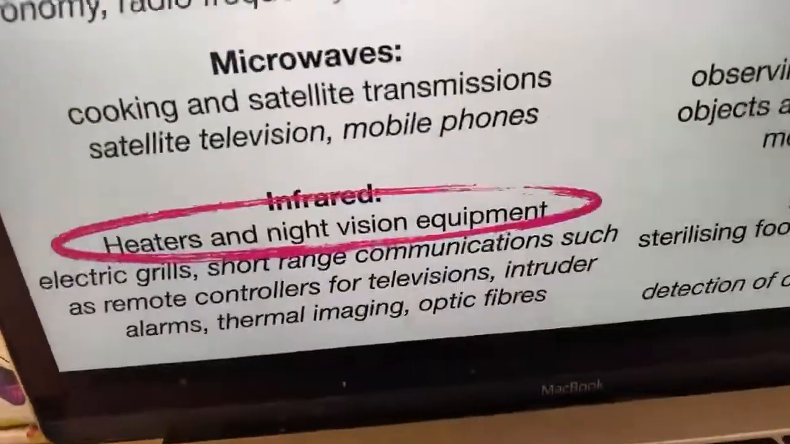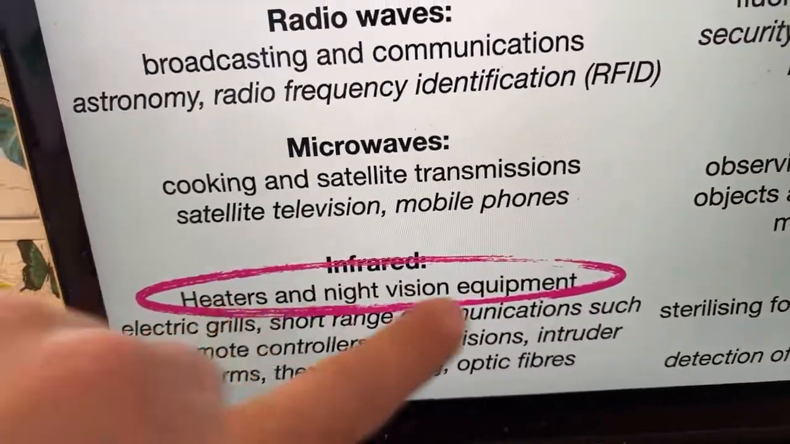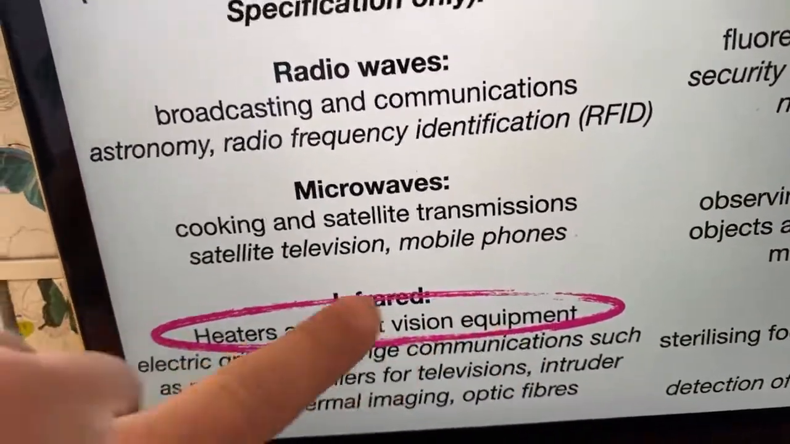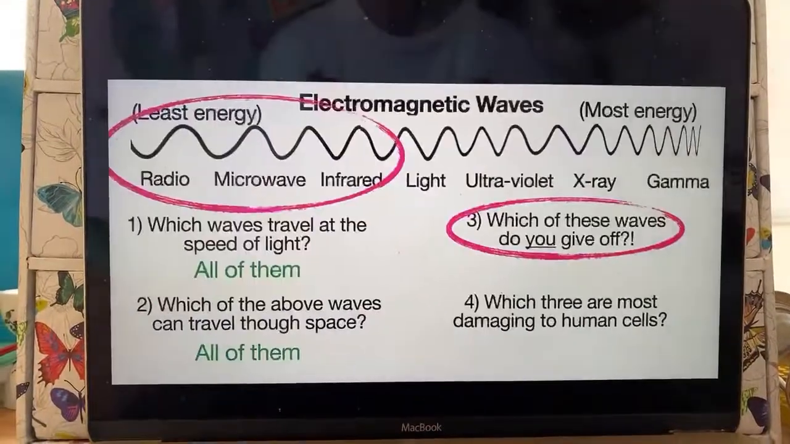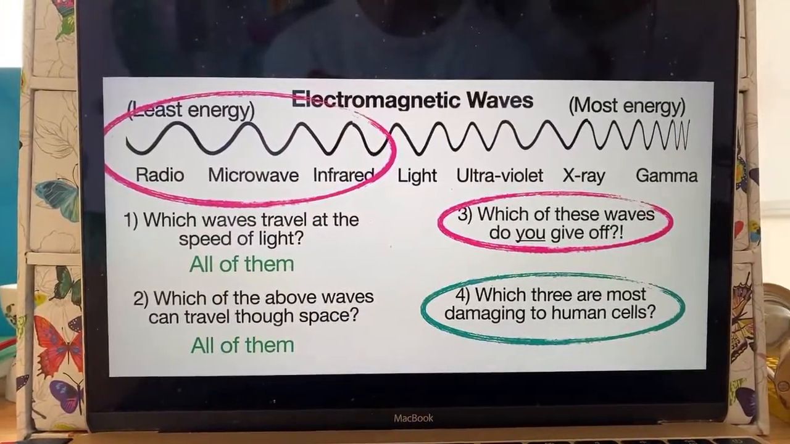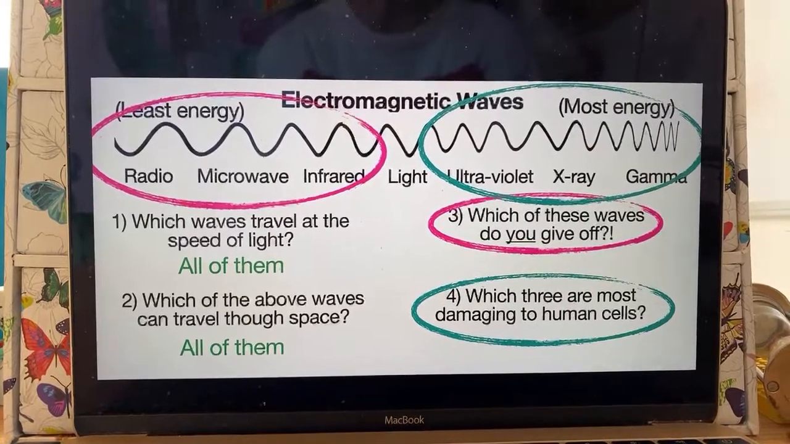But yeah, hopefully that has gone some way to explain why we use heaters and night vision equipment with infrared radiation. The ones that are most damaging. Did you get that it's just the last three? Because they've got the most energy, right?